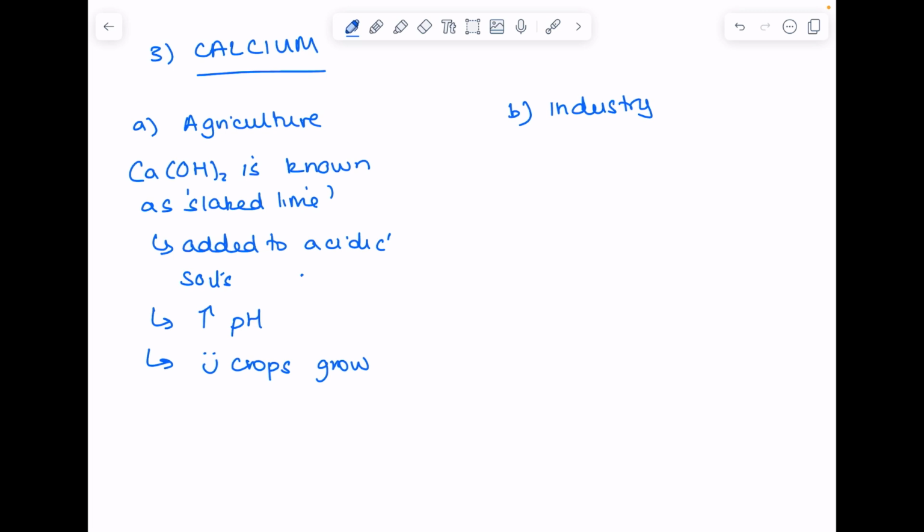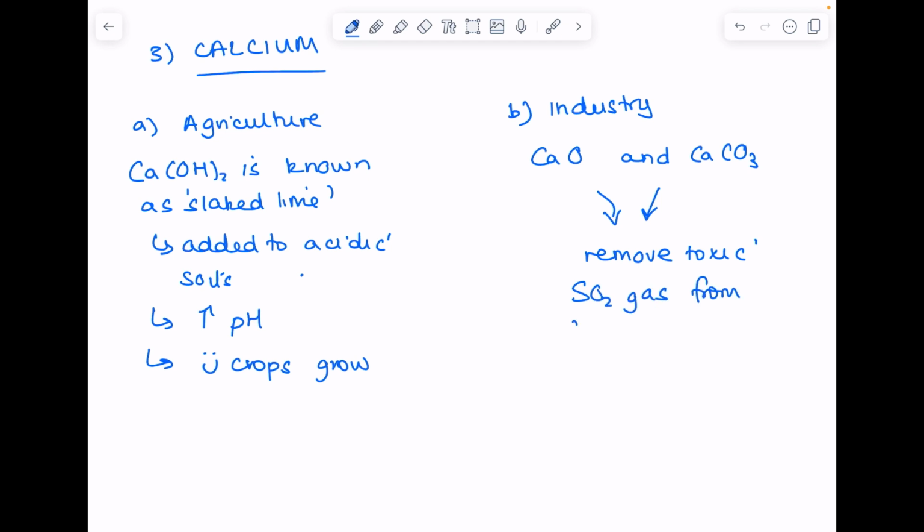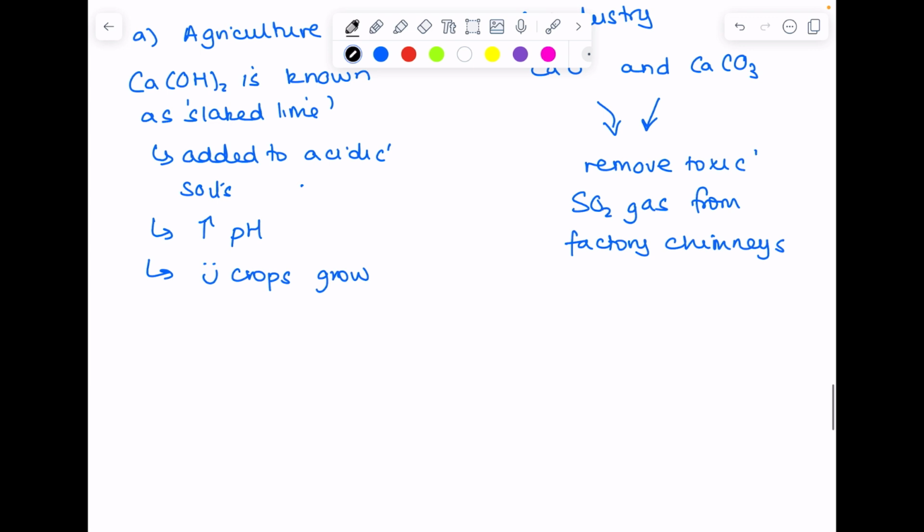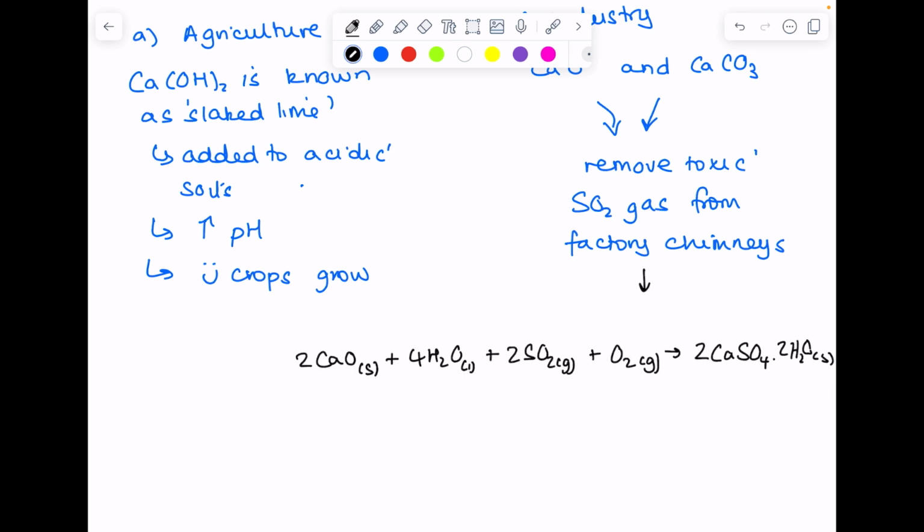What about the industrial use of calcium? Well, this is in the form of calcium oxide and calcium carbonate. These are used to remove toxic SO2 gas from factory chimneys. And I'll just show you some equations. So here's the first equation with calcium oxide, and now we'll look at when calcium carbonate's used.